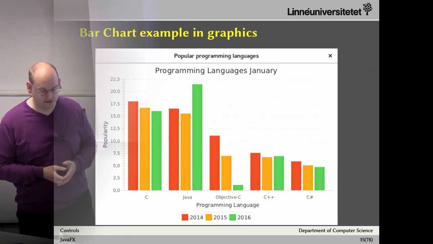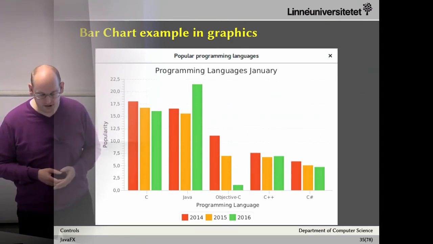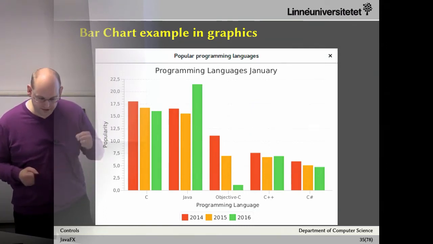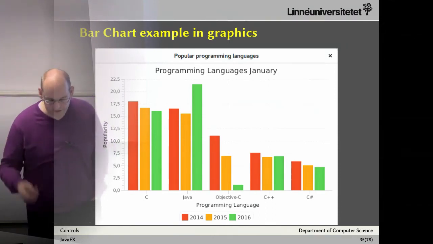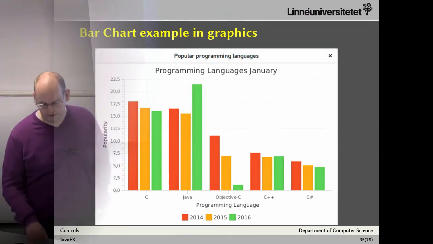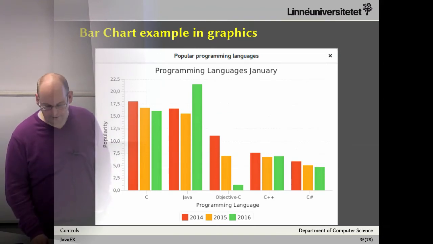You define the sizes of these. And as you can see, Objective-C is right down at the bottom in 2016. And that's a good yay for us as well. And then we have C++ and C#. They're there if you want them.